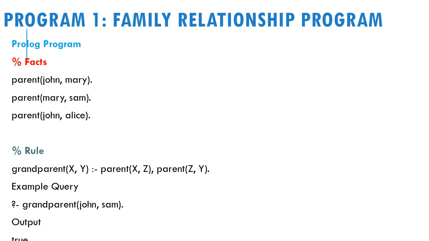Grandparent(X, Y). The rule says that X is the grandparent of Y if the condition holds. The condition is: if X is the parent of Z and Z is the parent of Y, then we can conclude X is the grandparent of Y. When we give a query, grandparent(John, Sam), Prolog checks the facts and confirms that John is the grandparent of Sam. So the output is true.